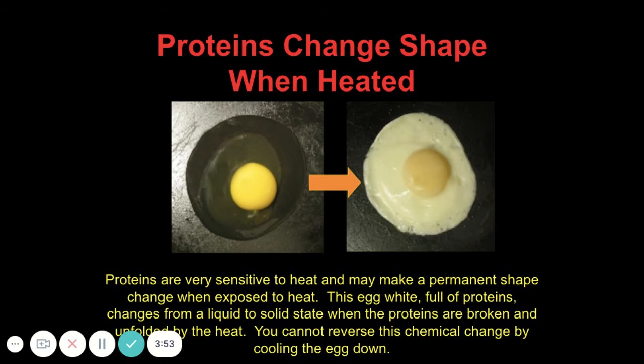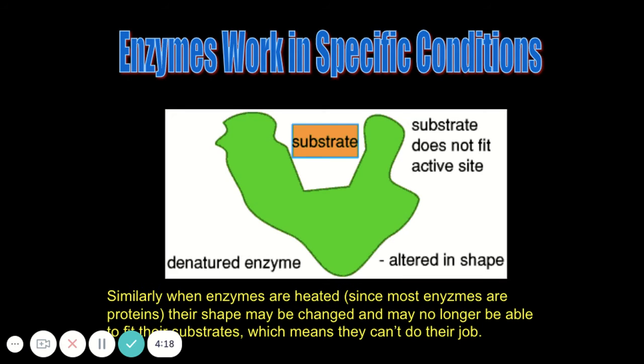Proteins are really sensitive to heat, and they may make a permanent shape change if they are exposed to heat. For example, in this picture, we see an egg white, which is full of proteins, and it changes from a liquid to a solid state when the proteins are broken and unfolded by the heat. And you can't just cool an egg down in the fridge and reverse the chemical change, because it's a chemical change. Similarly, when enzymes are heated, since most of them are proteins and sensitive to heat, their shape may be changed and they may not be able to do their job anymore because their substrates won't fit correctly.